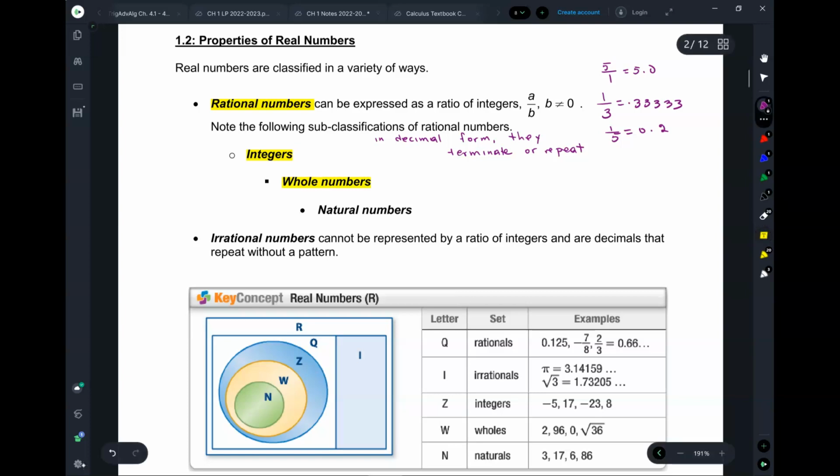Whole numbers are part of the integers, but you take out the negatives, okay? So for example, integers would be dot, dot, dot, like -3, -2, -1, 0, 1, 2, 3, dot, dot, dot, right? Those are integers. Whole numbers are if you take away all the negatives. So basically it's 0, 1, 2, 3, dot, dot, dot. Okay?